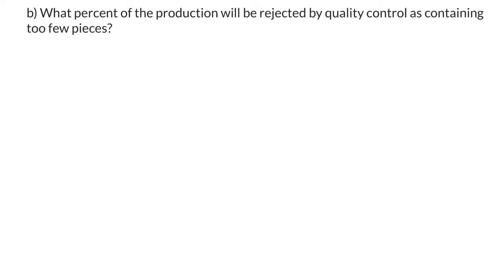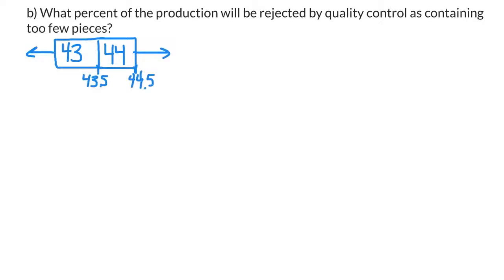So we can ask another question: what percent of the production will be rejected by quality control as containing too few pieces? Well, a box is rejected by quality control if it has fewer than 44 pieces. And it's accepted if it has 44 pieces or more. But since we're using a normal distribution to model this discrete data, we're not looking to plug in the number 44. We have to change that to a range, remember? So we're going to say that 44 exists between 43.5 and 44.5.